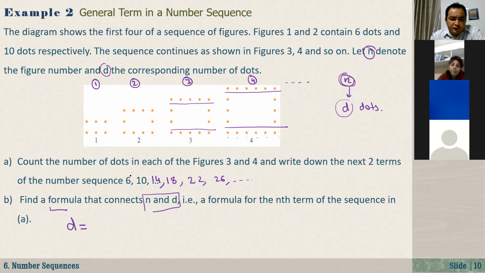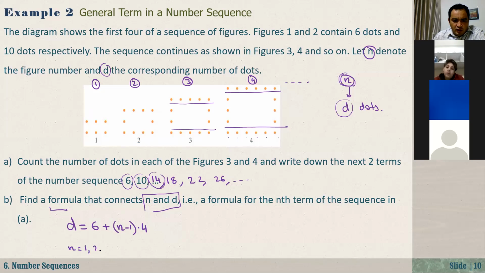I think you see here the first number is 6, here it is 10, and here it is 14, right? So each time we are adding 4. So here we have 6 plus, to the first one, I'm adding 0 fours. So here we should write n minus 1 times 4. And what is n? n is a natural number, 1, 2, 3, 4. Now, if I simplify this, here we have 4 plus 4 times n, it is 4n. Negative 1 times 4, negative 4. So this will be equal to 2 plus 4n. So our answer is d equals 2 plus 4n.